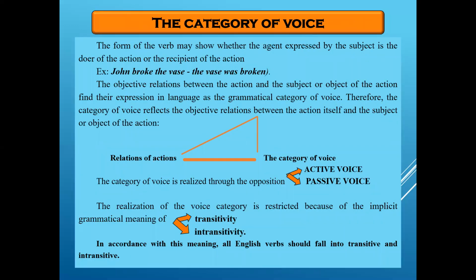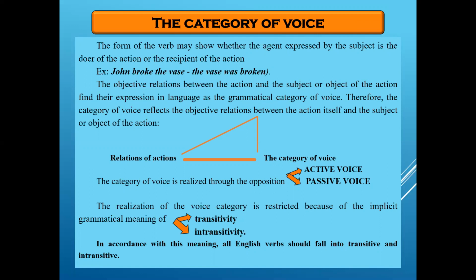The form of the verb may show whether the agent expressed by the subject is the doer of the action or the recipient of the action. That is the category of voice. The objective relations between the action and the subject or object of the action find their expression in language as a grammatical category of voice.